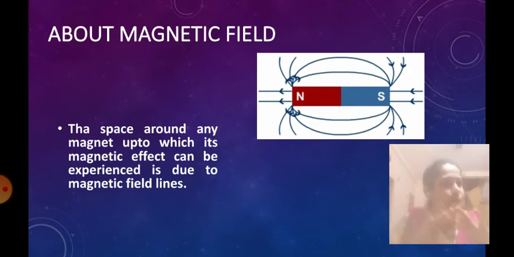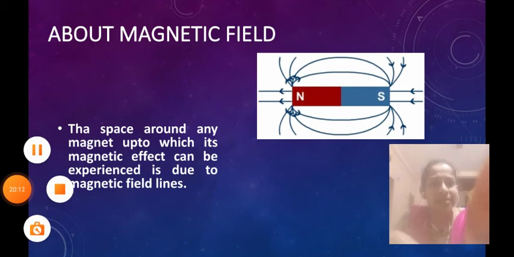These magnetic field lines, we cannot see them. They are just imaginary, but they can be experienced. How can they be experienced? Whenever you bring two magnets together, or a magnet and a magnetic material together, you will find that they start to attract. Correct? So this experience tells us that there is a force, and this force is nothing but the magnetic field, which is due to the magnetic field lines. I hope you have understood what the magnetic field and magnetic field lines are.